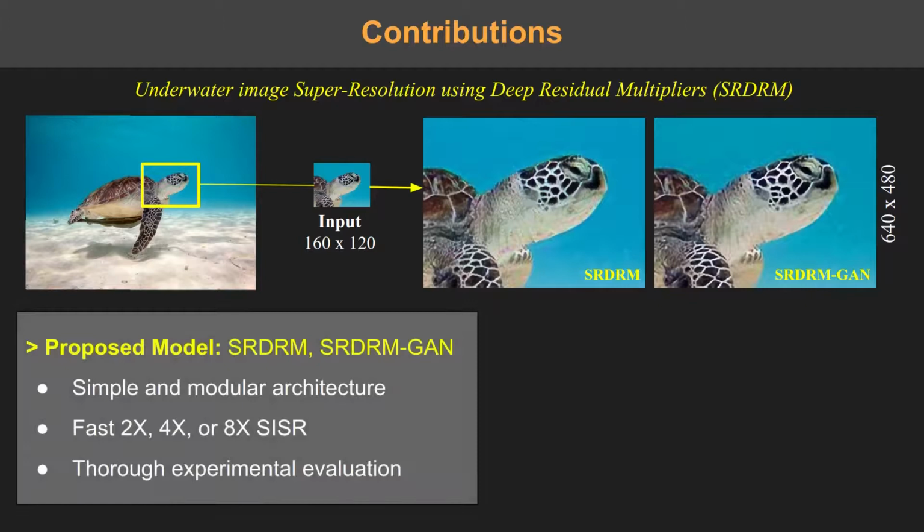First, we propose a deep residual network-based model for 2x, 4x, and 8x SISR of underwater images. We provide a generative and an adversarial training pipeline for the model, which we refer to as SRDRM and SRDRM-GAN, respectively. We also perform thorough experimental evaluation of the proposed models to analyze their utility in real-time applications.